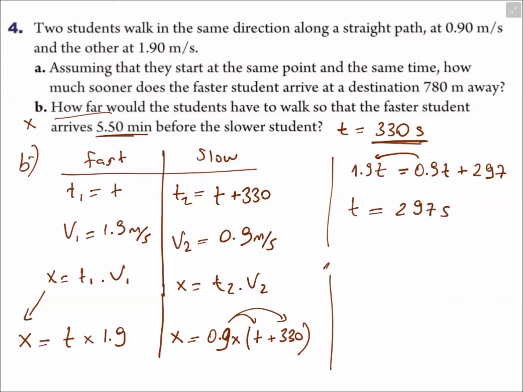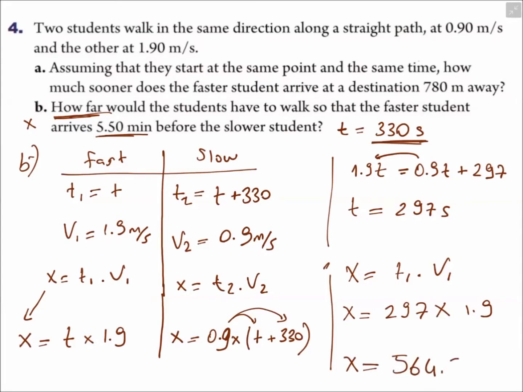297 seconds. And this is the time difference, but it's asking far, that means distance difference. So x equals t1 times v1. From this formula I can calculate it. So x equal t1 is the t, so it is 297 times v1 is 1.9, so x gonna be here 564.3 meters.